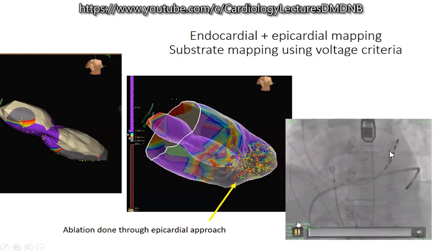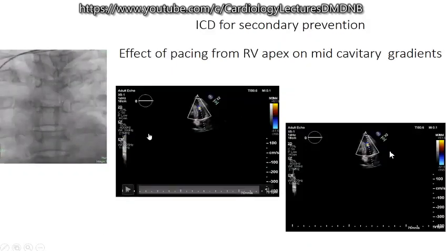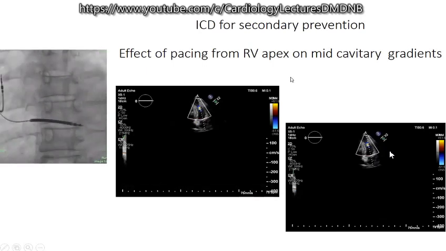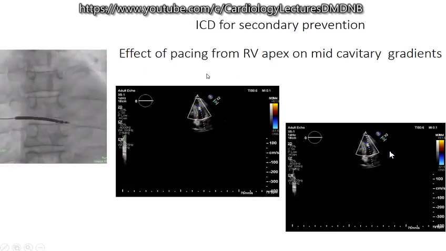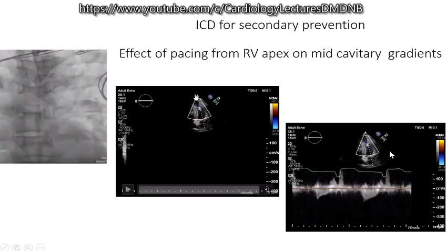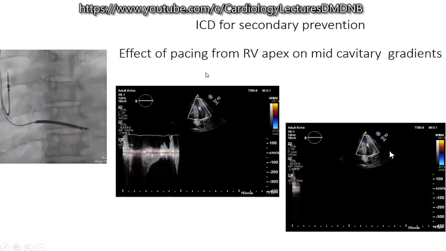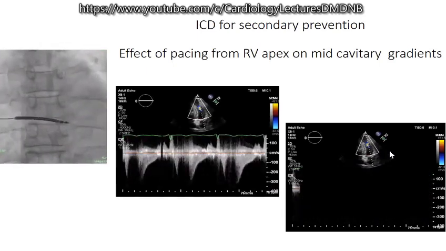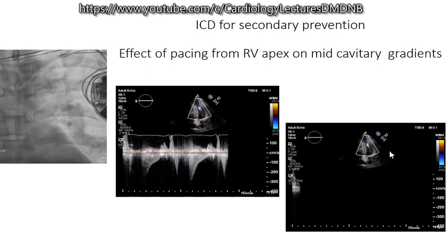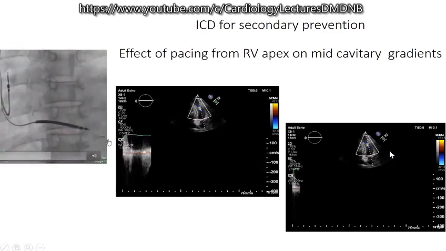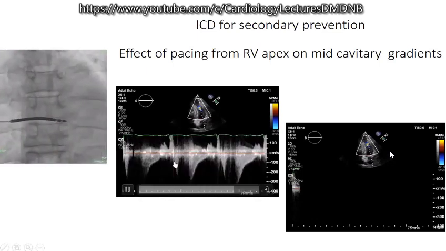So here in this patient, we did an epicardial ablation where the catheter is introduced through the pericardial cavity, the catheter is positioned in the region of interest, and ablation lesions were delivered. Apart from this, the patient also received an ICD after 48 hours. The ICD in this patient serves two important purposes. One is for secondary prevention of sudden cardiac death. And the other thing is, with RV apical pacing, we were also able to decrease the gradients.